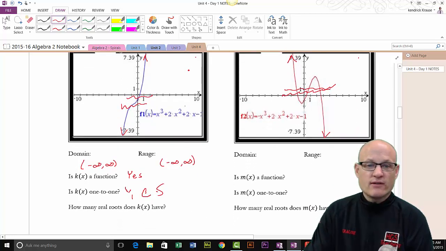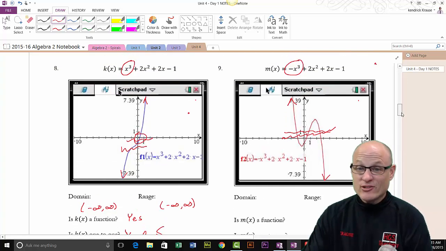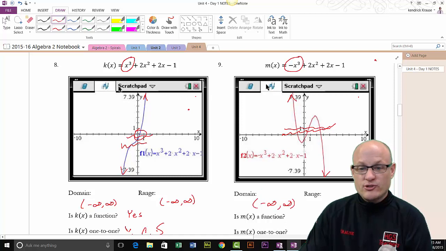And how many real roots does it have? In this case, it has 1 real root. That means it probably has 2 imaginary roots. We'll talk about that later. Domain here, negative infinity to positive infinity. The range here is also negative infinity to positive infinity.